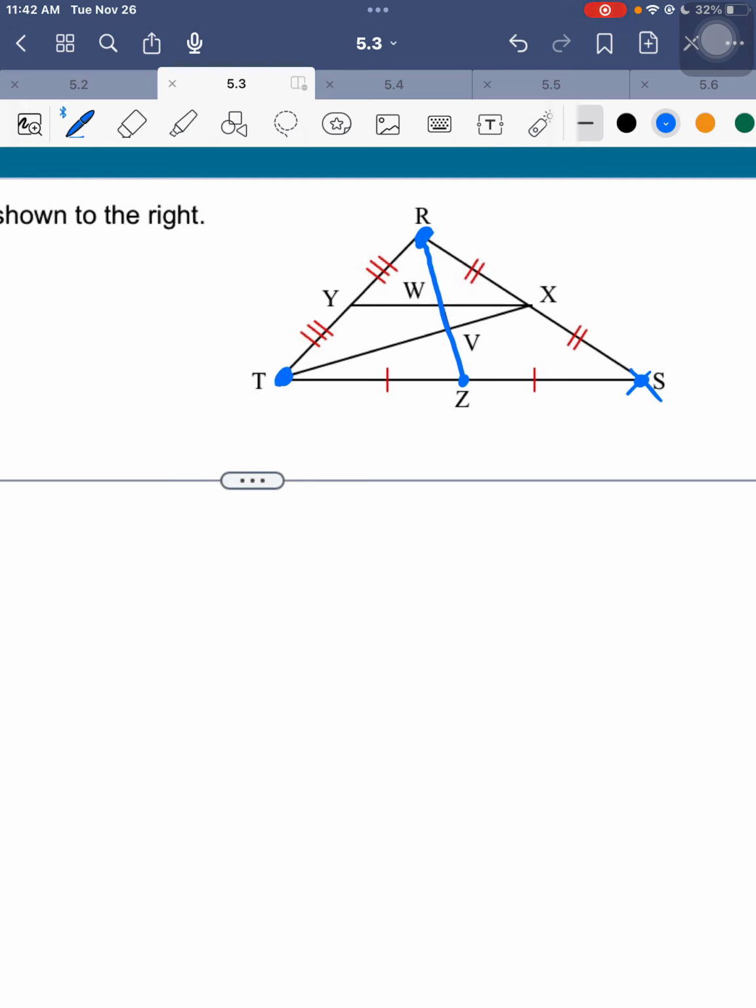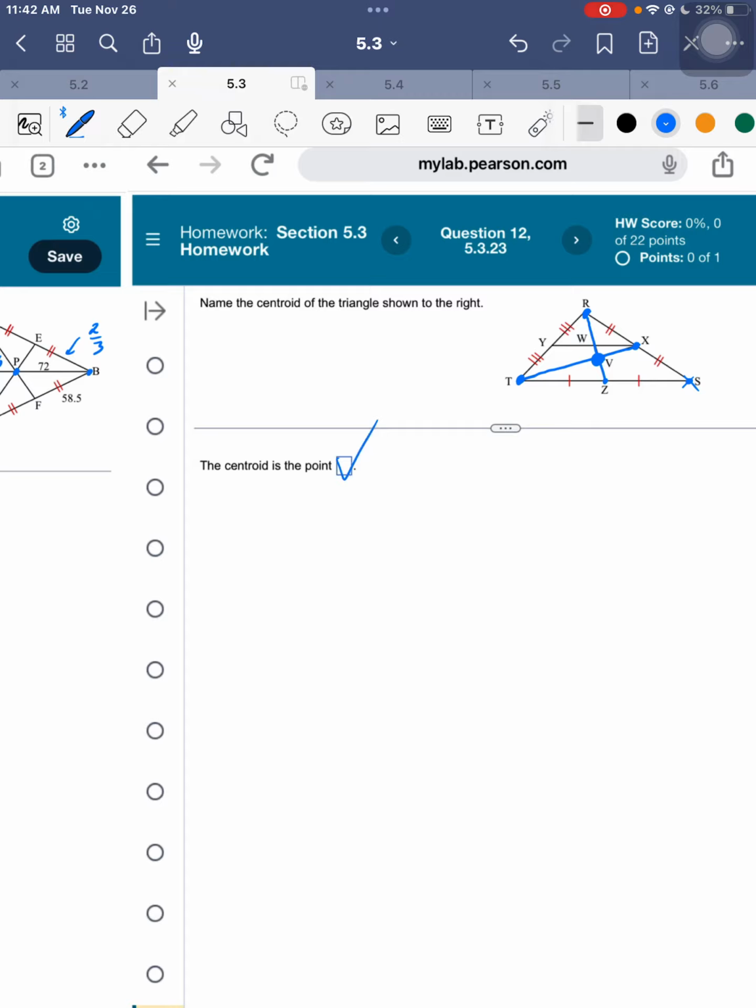Let's look at T. T starts at a vertex and goes to the opposite side. Tick mark, tick mark. So I'm good. That's also a median. So I'm going to do that. Where is the point that these 2 blue lines intersect? V. So that means V has to be my centroid.